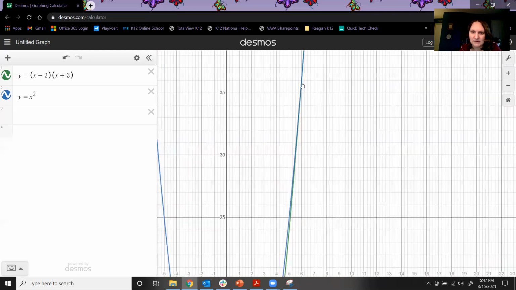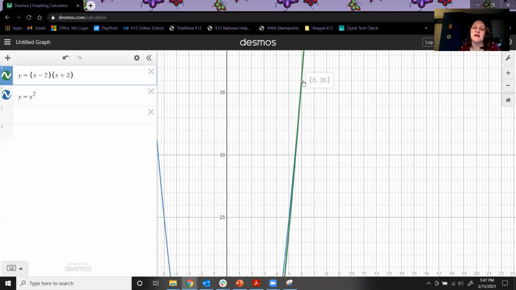At 6. There it is. And if you click it close enough, it will kind of lock into it. They intersect at 6, 36. We're solving for x. We don't care about the y value. We're solving for x. The x value is 6, and you do get to use Desmos on the SOL.